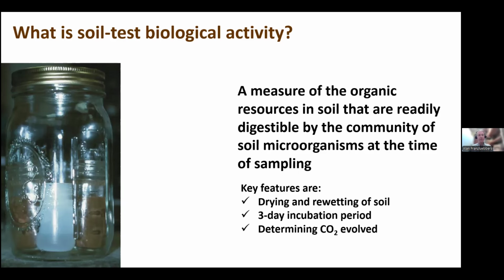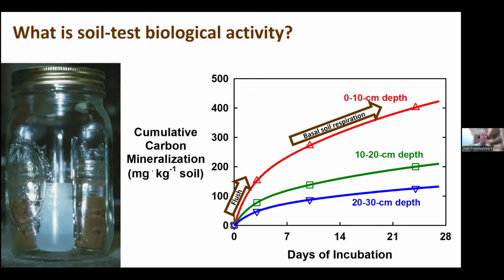So we need to determine that CO2, and we do that simply by this diagram. First, I'm going to draw your attention to the diagram, the picture on the left, basically a canning jar with some soil in it and an alkali trap. It's sealed, and then the soil respires once we add the water. And then basically we get the results on the right, where we have wetted that soil. We create this flush of activity that occurs for the first few days, and it may depend on the soil type how long that may occur.